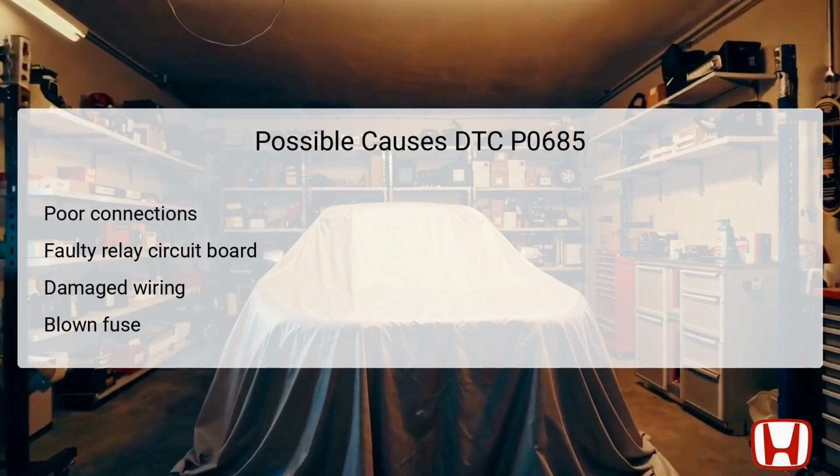Understanding the potential causes of DTC P0685 is crucial for effective troubleshooting. Poor connections, either at the AF sensor, the relay circuit board, or the PCM, can lead to circuit interruptions. A faulty relay circuit board may impede the electrical flow needed for the AF sensor's operation. Moreover, damaged wiring could create open circuits, leading to the same DTC being triggered. Additionally, a blown fuse, specifically fuse number A9, can also interrupt the power supply to the sensor's heater. It is essential to systematically evaluate each potential cause to effectively resolve the issue and restore the vehicle's functionality.